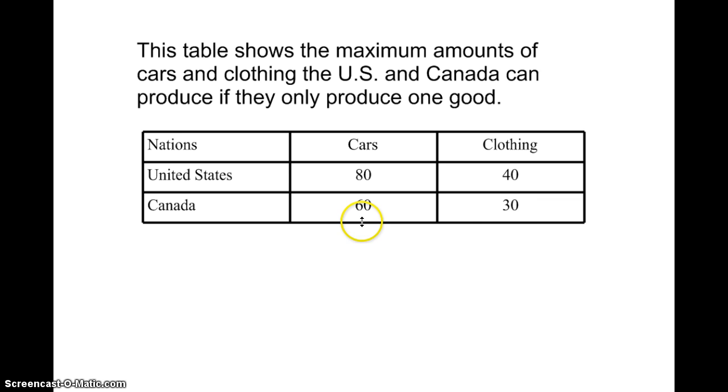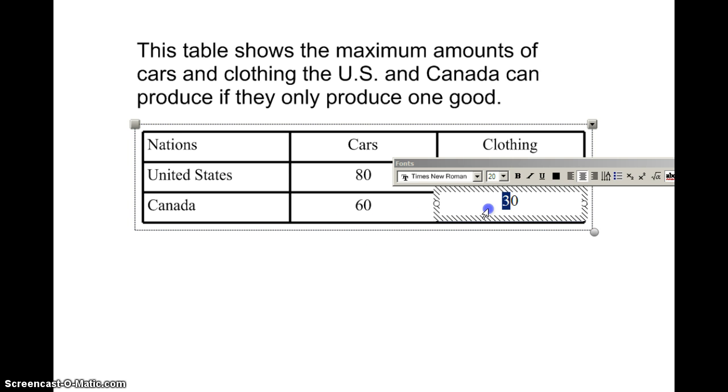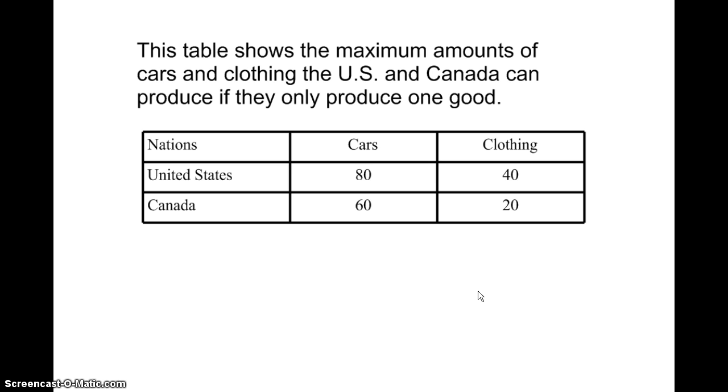So let's change this for a second, and let's make this 20. Okay, then we have a little more interesting problem. So what is the opportunity cost in the United States if they elect to produce cars? You give up 40 units of clothing for every 80 units of cars, so the opportunity cost would be 1/2. What about if the United States elects to produce clothing? We have to give up 80 cars for every 40 units of clothing, so our opportunity cost is 2. So 1/2 here and 2 here.